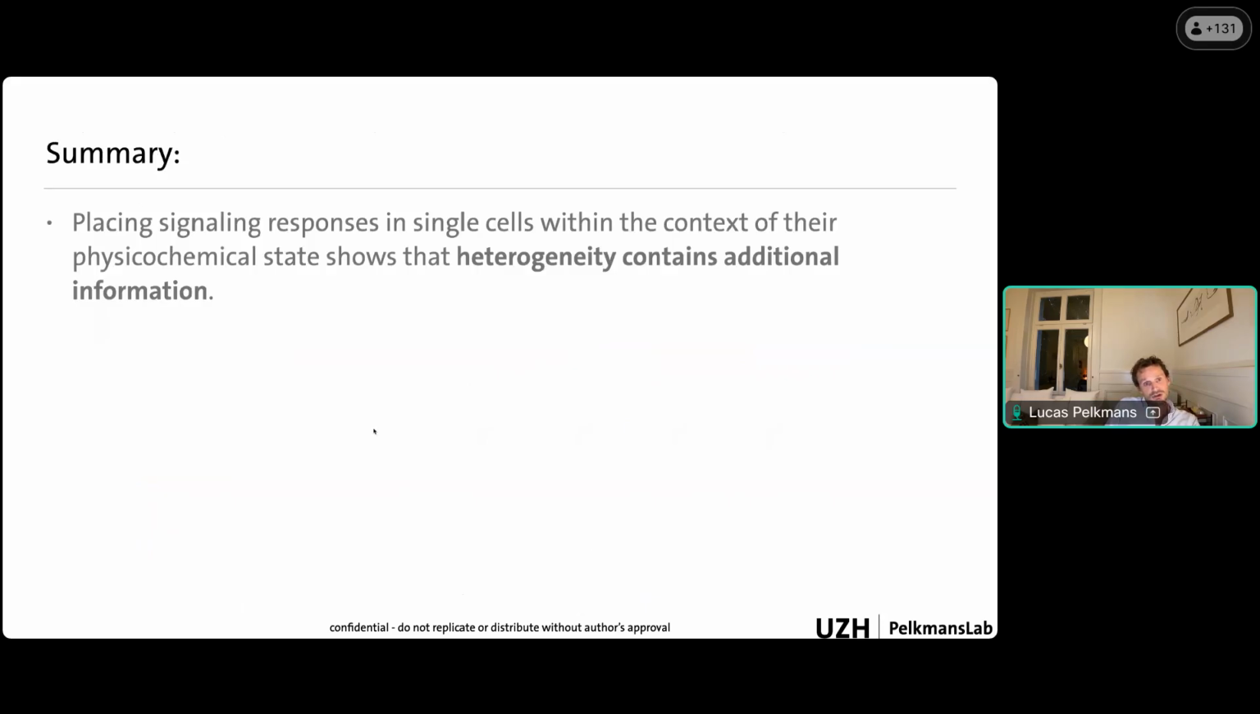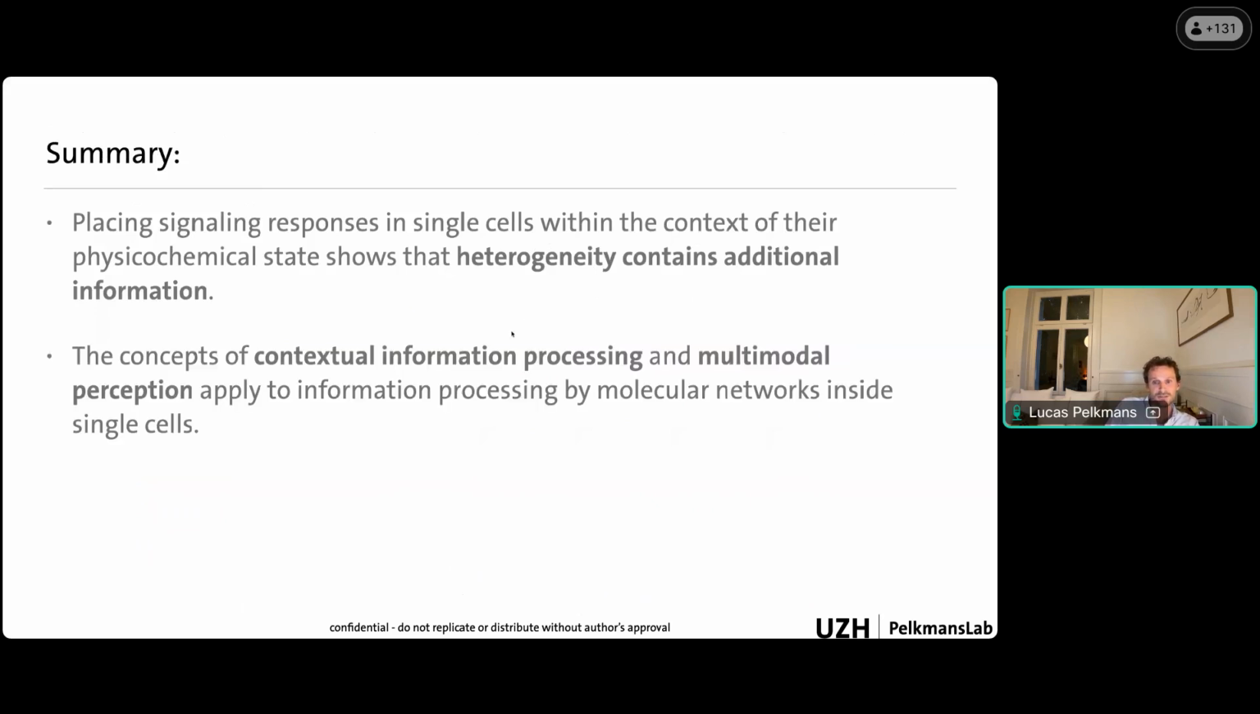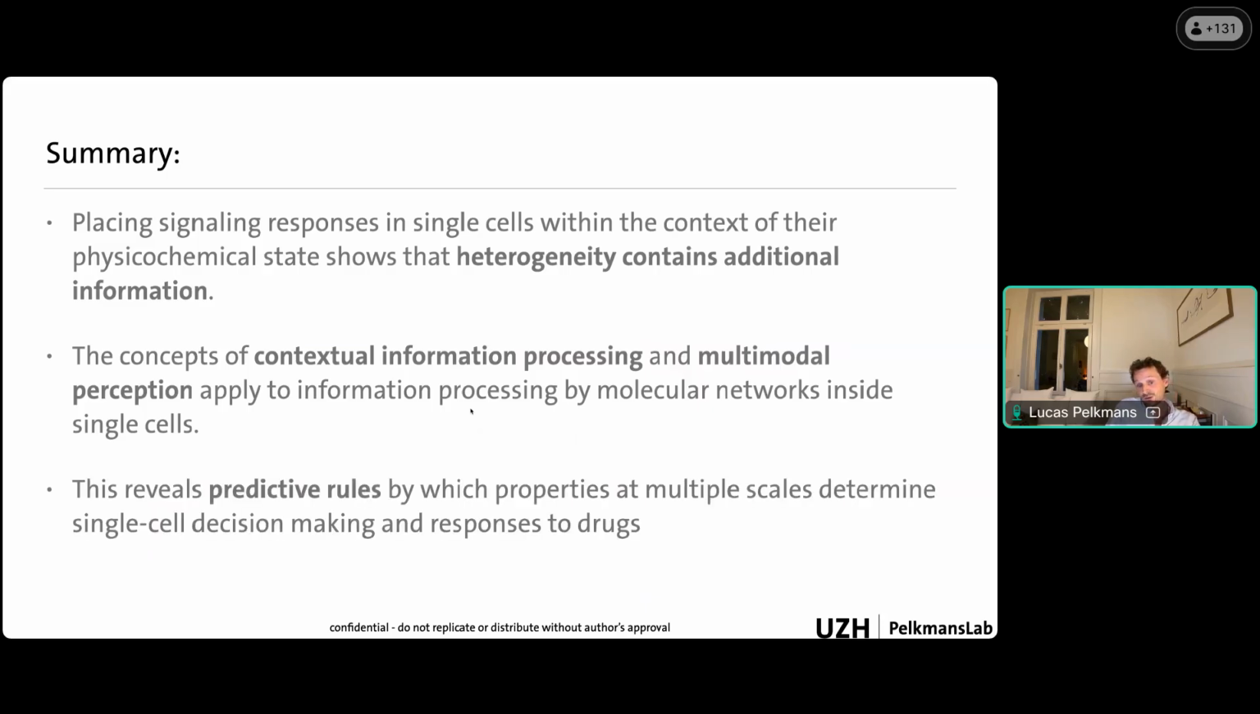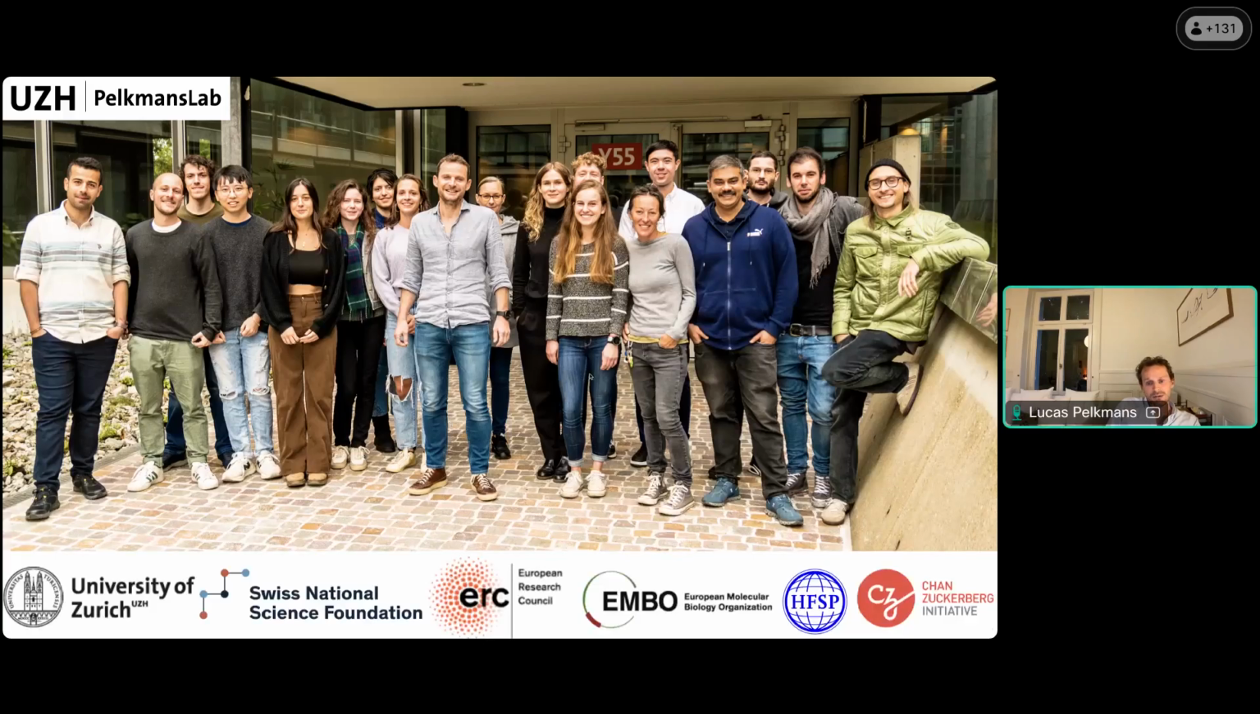So to summarize what I showed you, placing signaling responses in single cells within the context of their physicochemical state shows that heterogeneity contains additional information. I also showed that the concepts of contextual information processing and multimodal perception apply to molecular networks inside single cells, and that this reveals predictive rules by which properties at multiple scales determine single cell decision making and responses to drugs. Finally, I'd like to acknowledge my lab and the funding, and thank you for your attention.